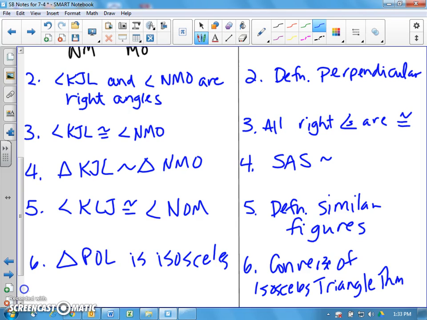And we've reached the end of our proof and the end of our notes. Make sure that you go on and do your Tier 1 assignment and your knowledge check.